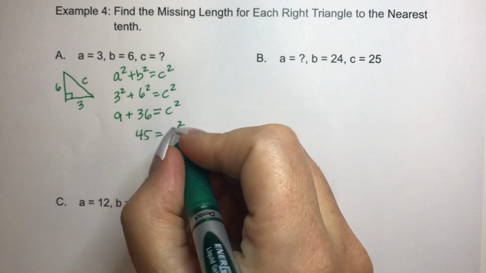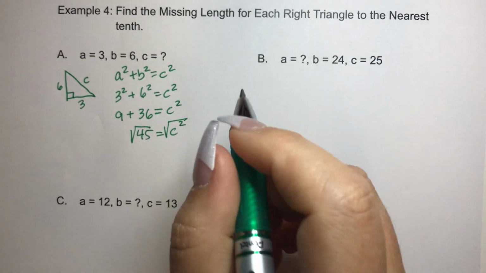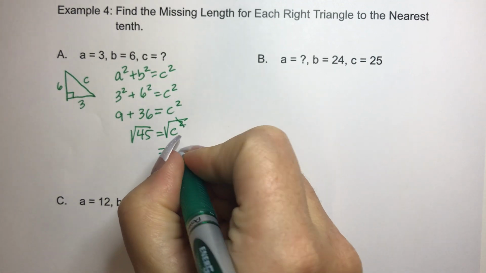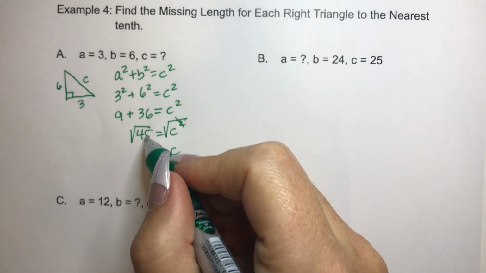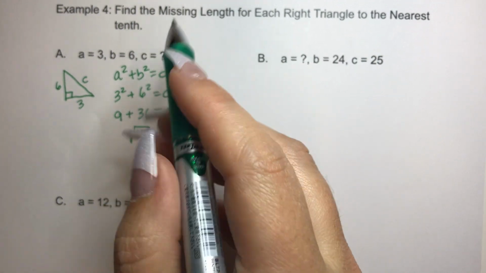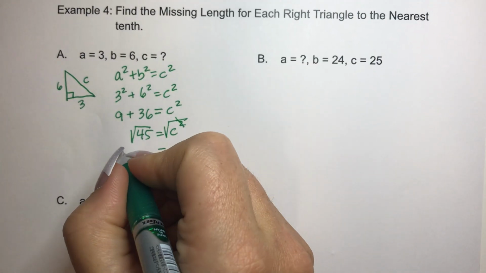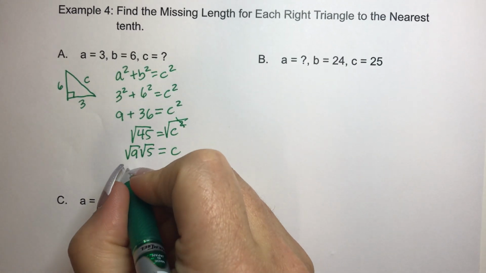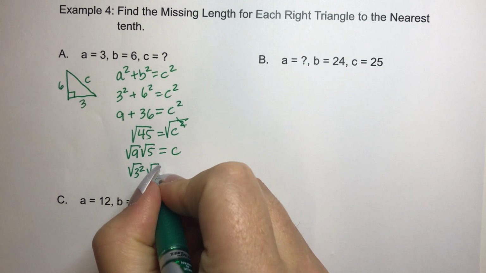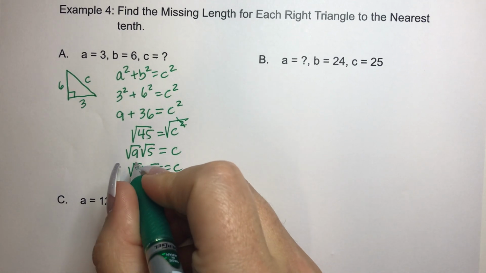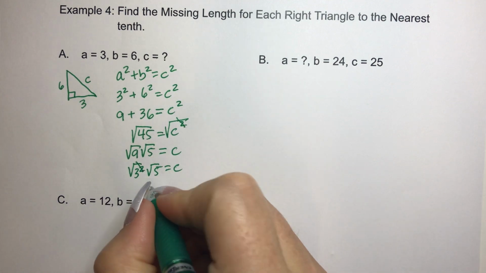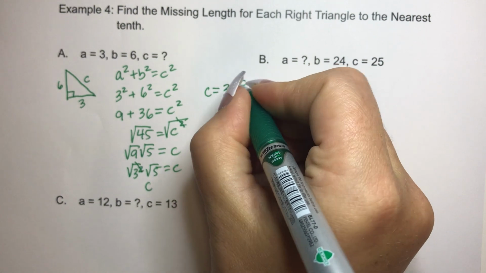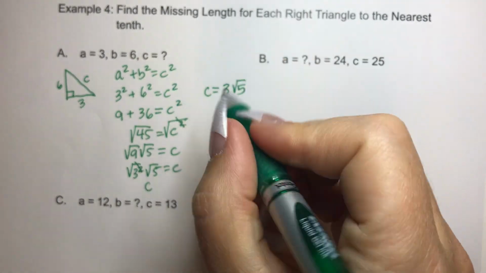Then we want to get c by itself, so we're going to have to do the square root of both sides. The square root and that square cancel each other out, so we're left with c. And then I want to put this in exact form, so I want to get all the factors of perfect squares out. I know that 9 times 5 is 45, so I can rewrite this as the square root of 9 times the square root of 5. I know that the square root of 9 is the same thing as 3 squared. Then that square root and that square cancel each other out, and so I'm left with c equals 3 square roots of 5.